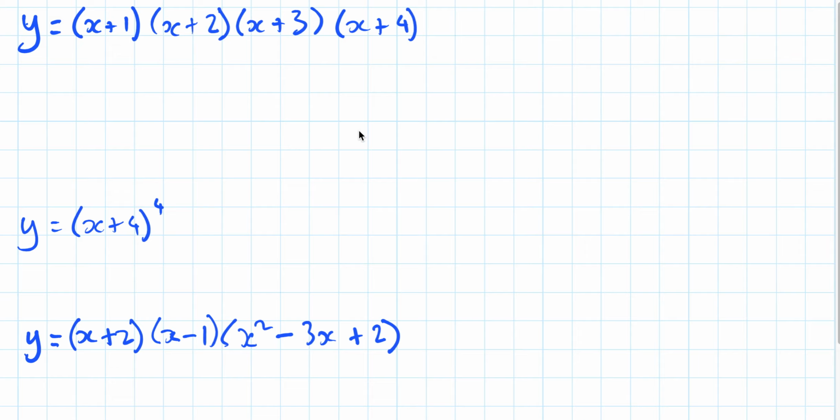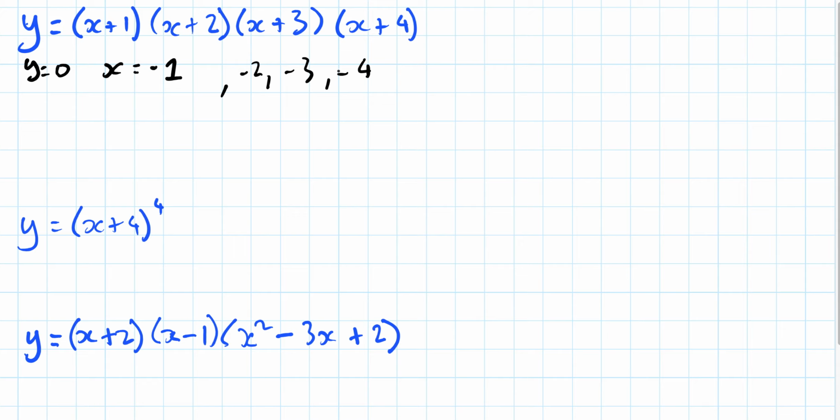We're looking at quartic graphs. So these are when the highest coefficient power is x to the power 4. If the first question is already factorized, we do the same technique as we did for cubic graphs when you sketch them. So we take y equals 0 to find out what the x values are. So it cuts the x-axis at -1, -2, -3, and -4 for this one.